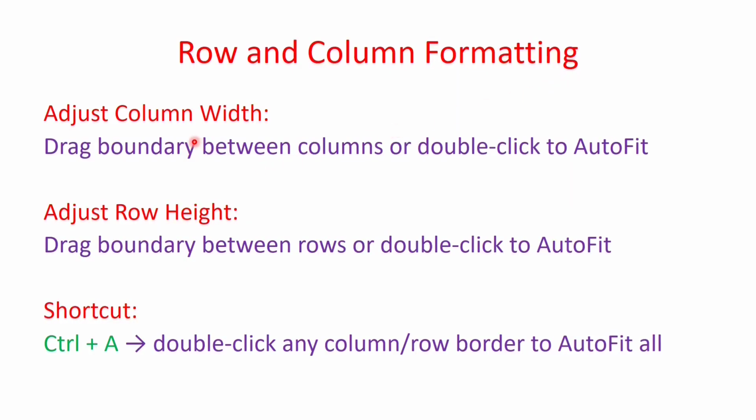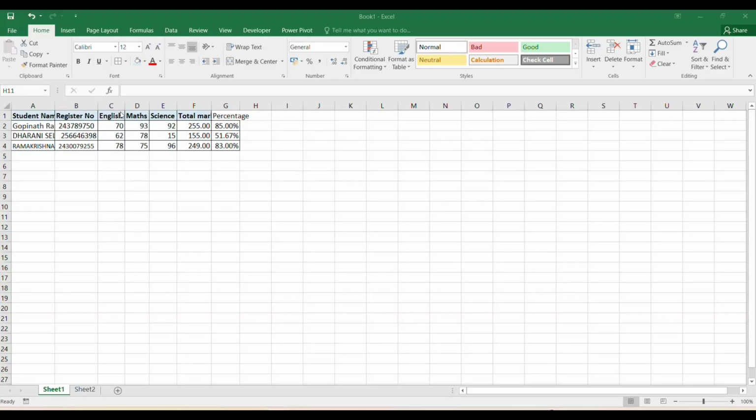Next, row and column formatting. Sometimes the data inside a cell does not fit properly. Either the text gets cut off or the cell looks too small. In such cases, you can adjust the column width and row height to make the content clearly visible. To adjust the column width manually, place your mouse pointer on the line between any two column letters, for example between B and C. When the pointer changes to a double-sided arrow, click and drag left or right to increase or decrease the width.